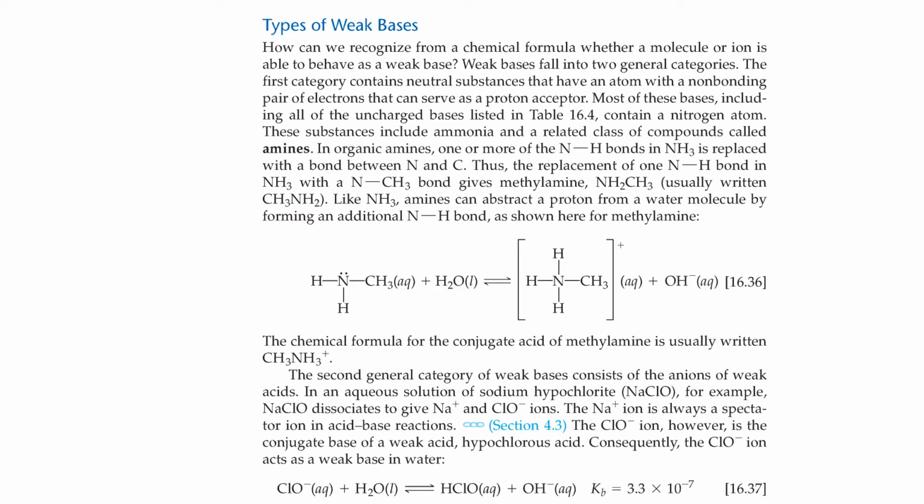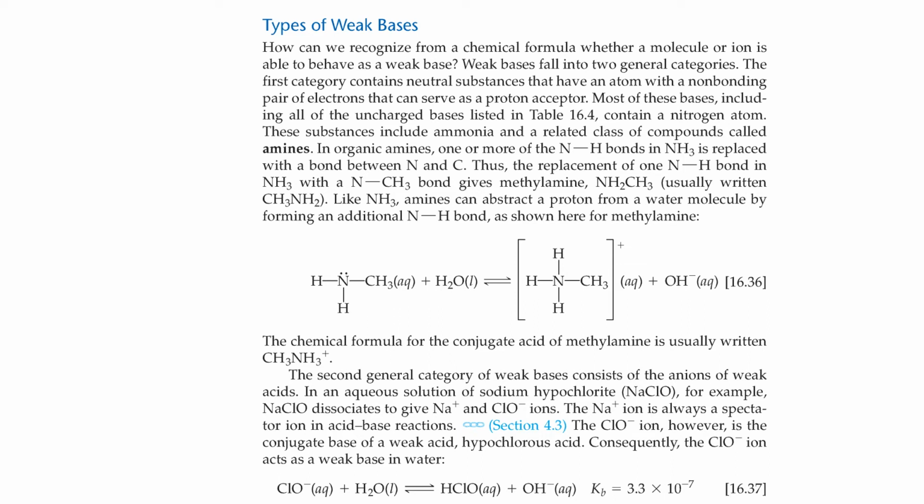Types of weak bases. How can we recognize from a chemical formula whether a molecule or ion is able to behave as a weak base? Weak bases fall into two general categories. The first category contains neutral substances that have an atom with a nonbonding pair of electrons that can serve as a proton acceptor. Most of these bases, including all of the uncharged bases listed in Table 16.4, contain a nitrogen atom. These substances include ammonia and a related class of compounds called amines.